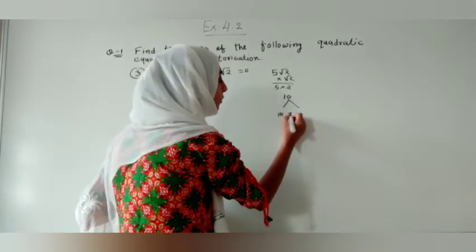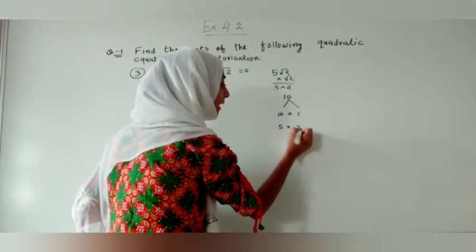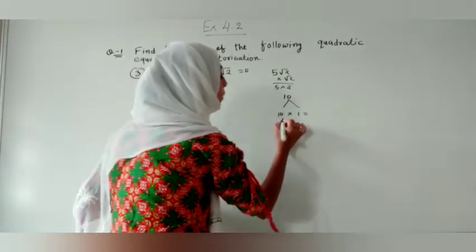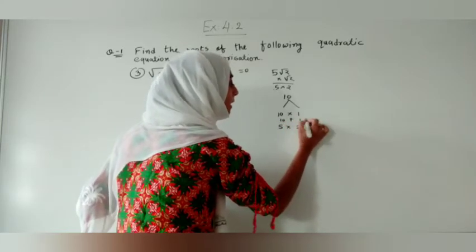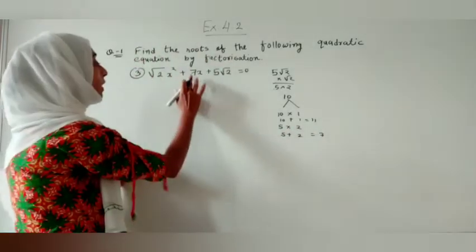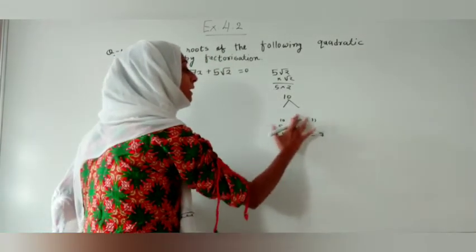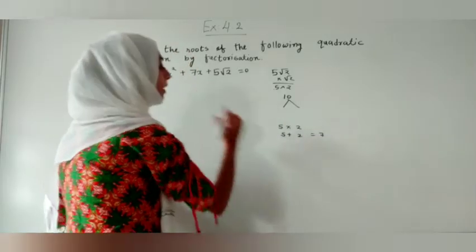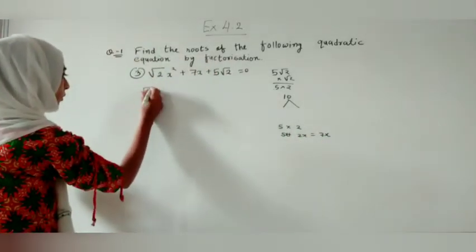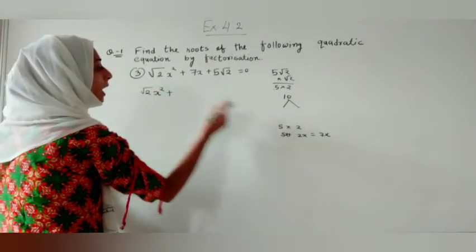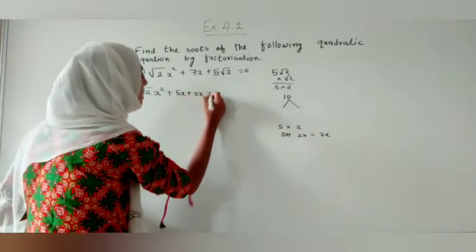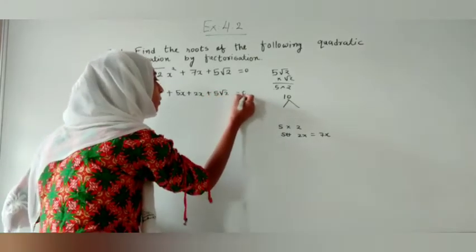We have two options, one is 10 1s are 10 and one is 5 2s are 10. And what we have to do, we have to add, because here the sign is plus. So if we are doing 10 plus 1 we get the answer 11, and if we are doing 5 plus 2 we get the answer 7. So we got 7, means we don't need this, we need this one. So now in the place of 7x we have to write root 2 x square, and the split form of 7x is 5x plus 2x, plus 5 root 2, and that is equal to 0.